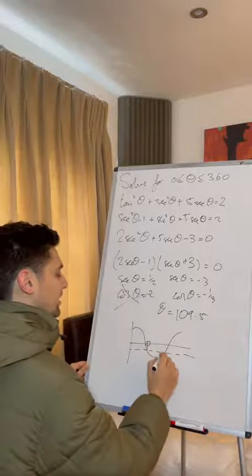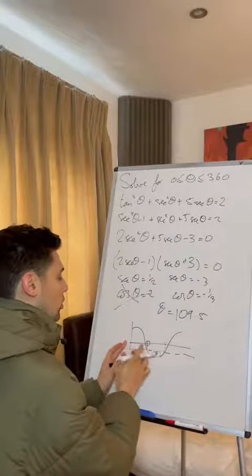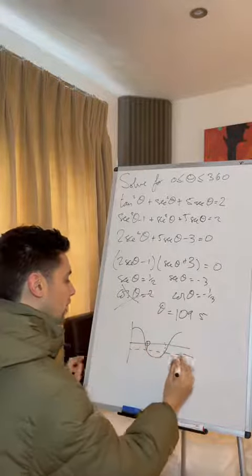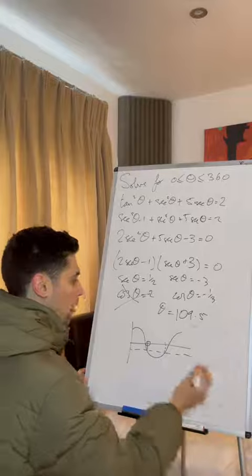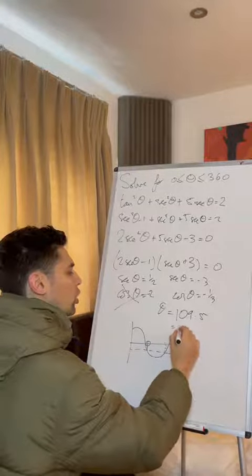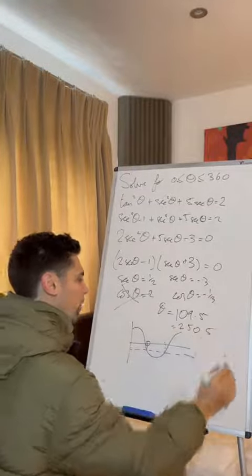And then we use the fact that symmetry is working here. 0 to there is 109, so 360 to there is 109. So we're going to do 360 minus 109.5, which is going to give us 250.5. Done.